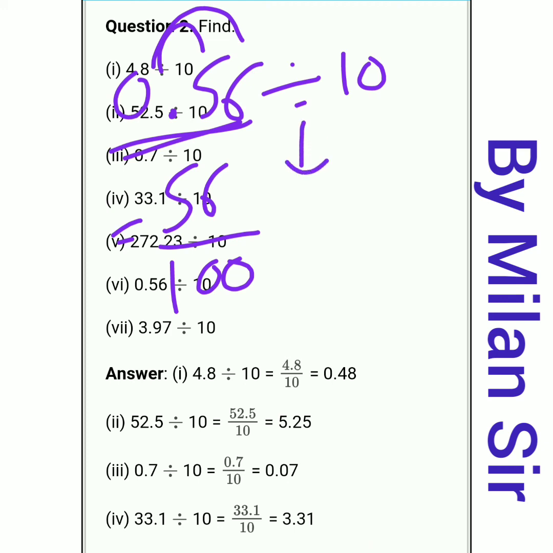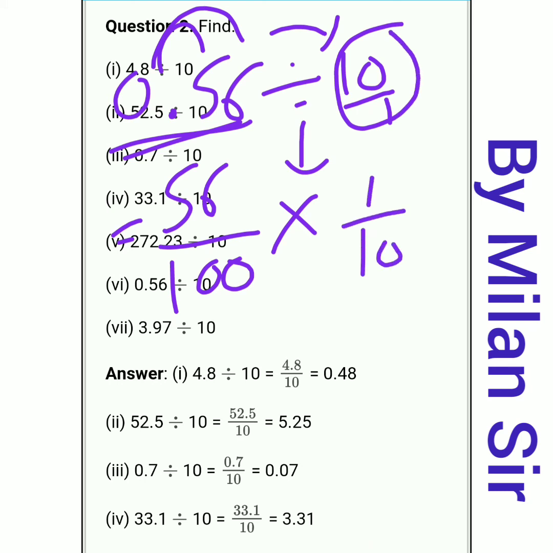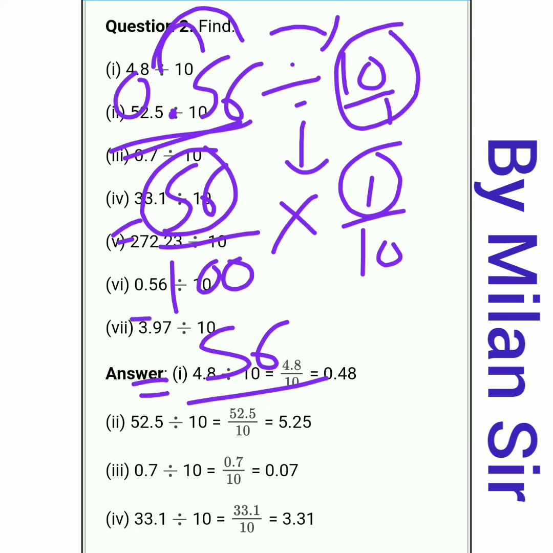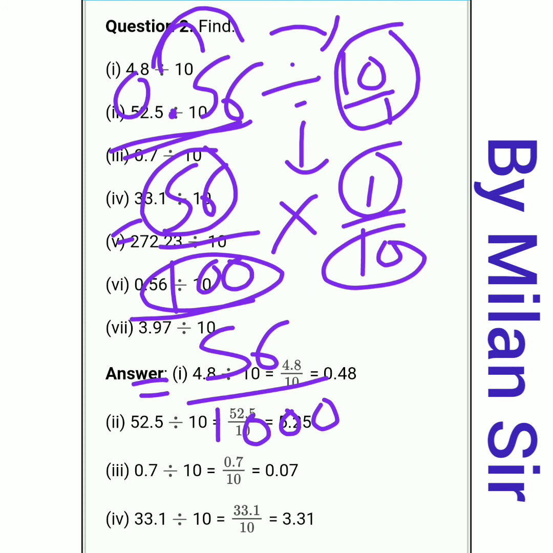Now we need to convert this division into multiplication, and take the reciprocal of the second number. Right now nothing is present in the denominator, so we can write 1. Now we take the reciprocal of 10 by 1, it is 1 by 10. We change our numerator and denominator. Now in the numerator 56 multiply 1 is 56 only, and in the denominator 100 multiply 10 is 1000. So 56 divided by 1000.